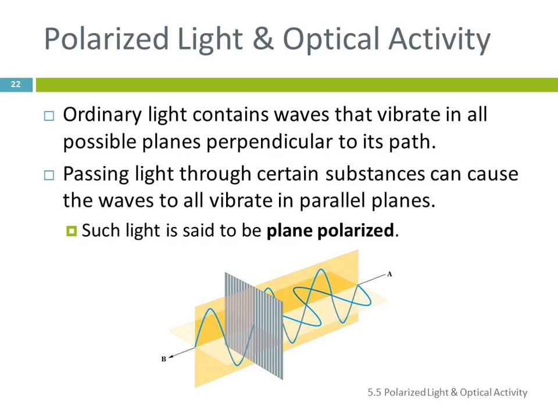When we pass light through certain substances, it can cause all of the waves to vibrate in parallel planes. Basically, it's filtering out any of the waves that do not go in that one particular plane. So this is like a filter here with vertical slits, and only the light that's vibrating up and down can get through. And the other light is blocked.